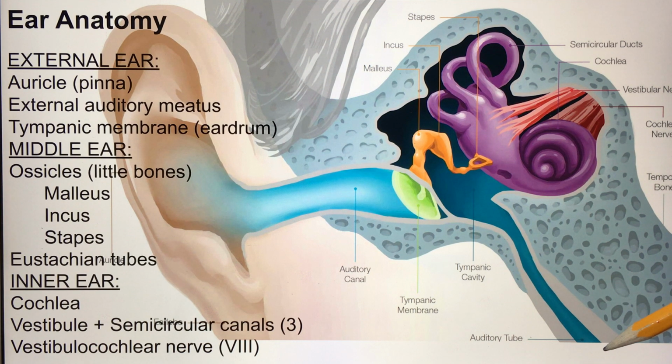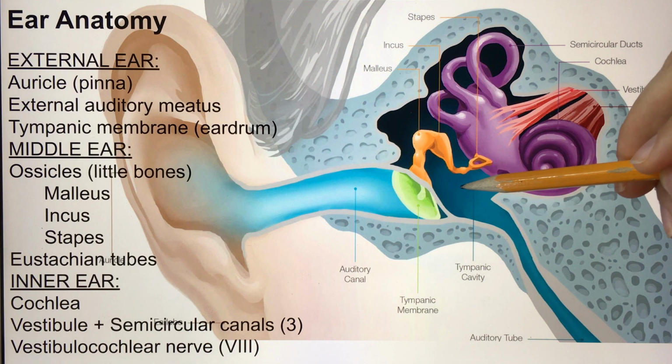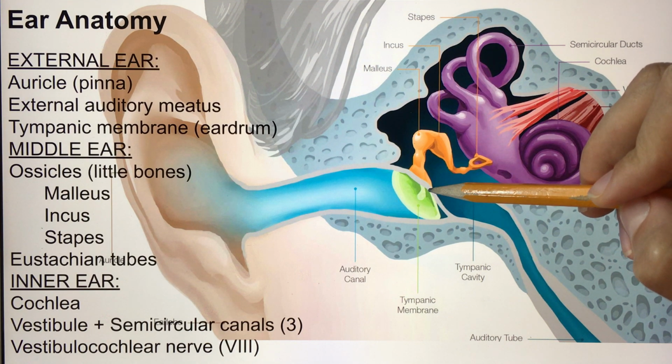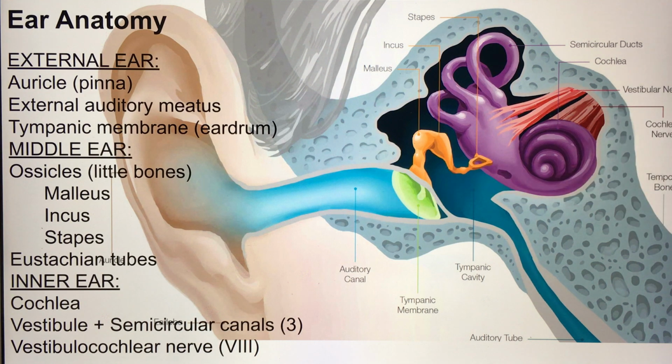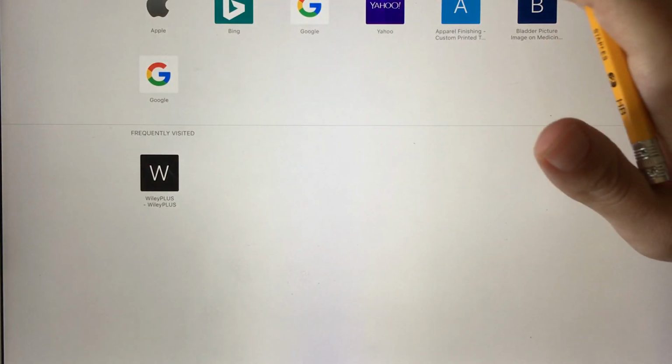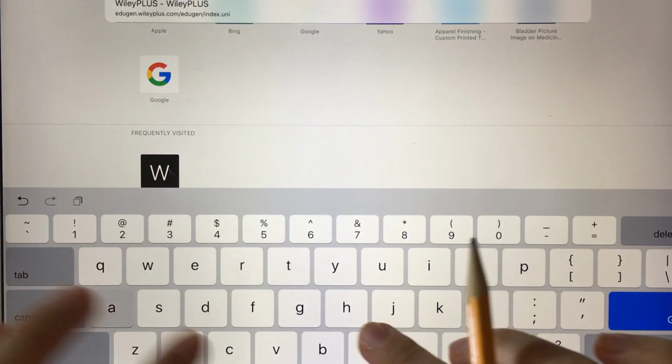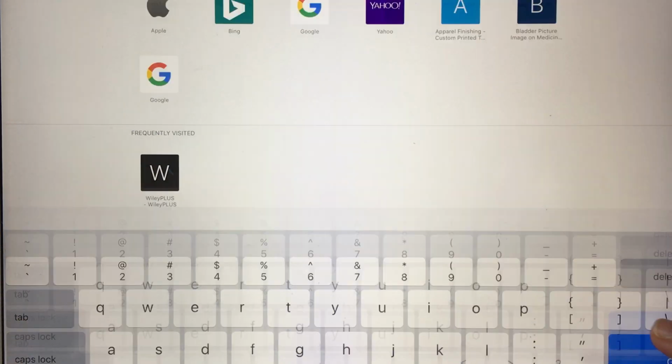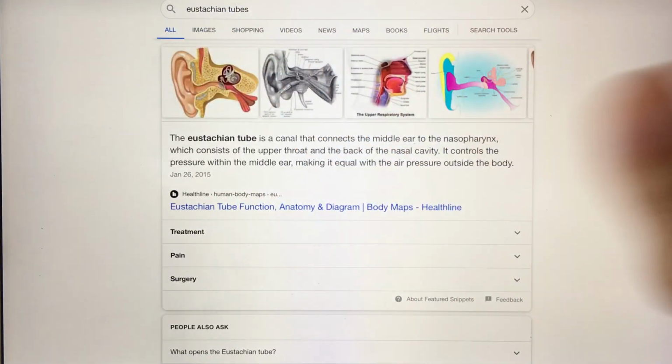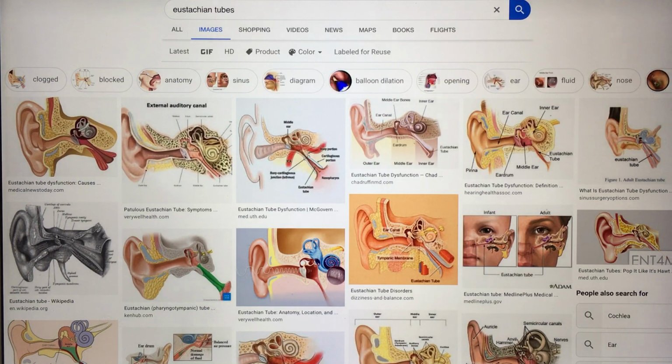So what you did was you pushed the air into the nose, but there was nowhere for the air to go. So the air went through these auditory tubes into the middle ear, and it pushed on the eardrum from the inside, and it made that feeling of fullness inside of the ear, and popping. So I'm going to show you a picture of the eustachian tubes in a different view because it's not easy to see them from here.